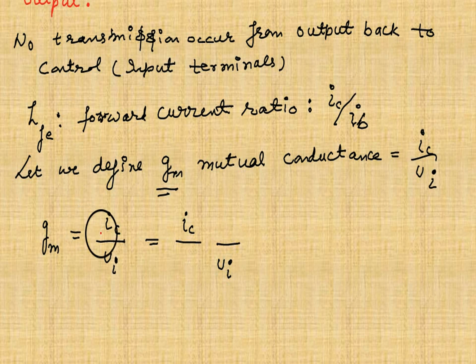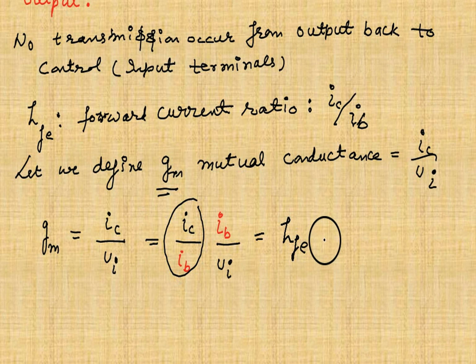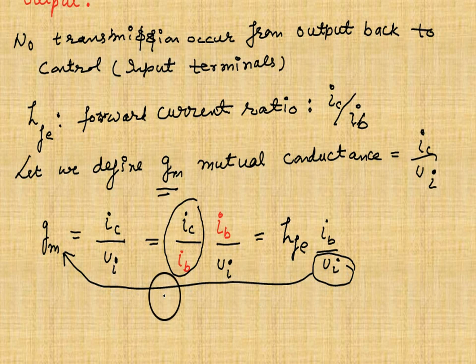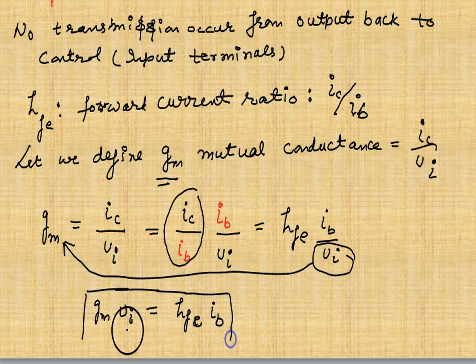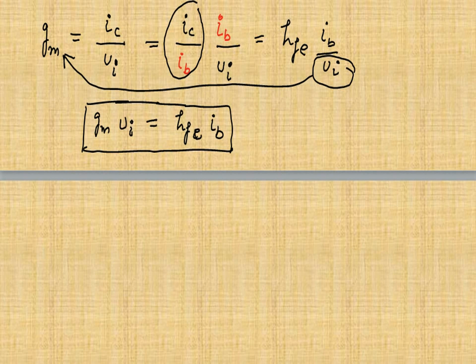So IC over VI, then multiply and divide by IB. But IC over IB is what? HFE. And VI is taken to the left hand side. So it becomes GM into VI equals HFE into IB. So this is a very important equation to remember. Always, GM VI is HFE into IB.